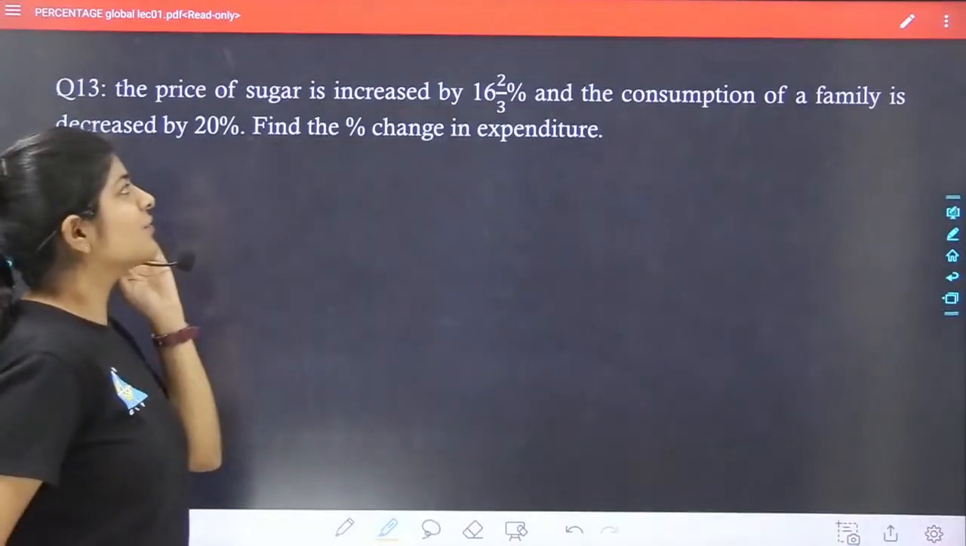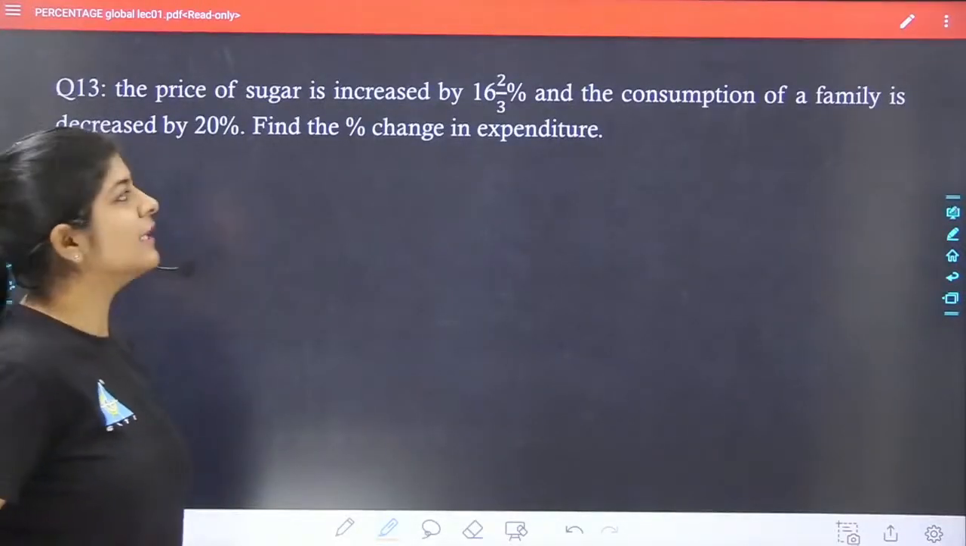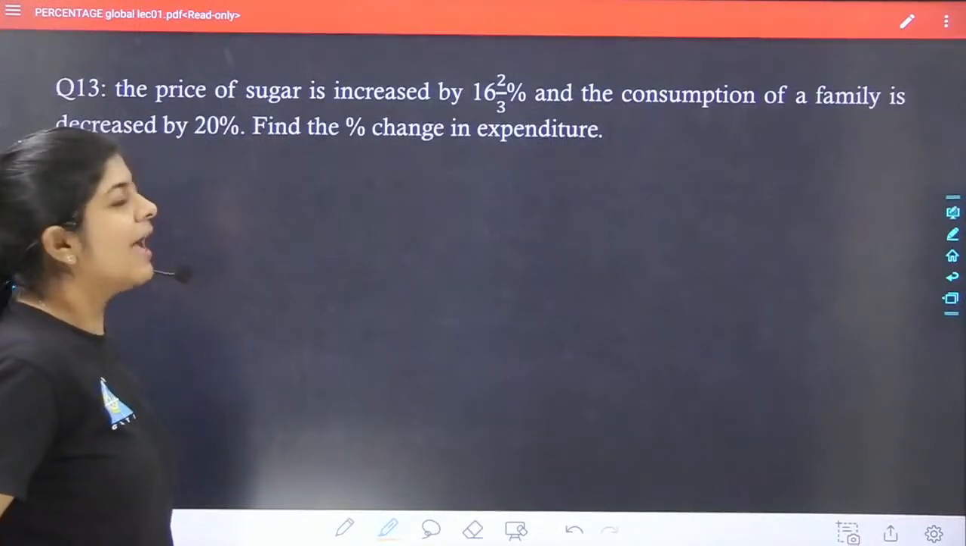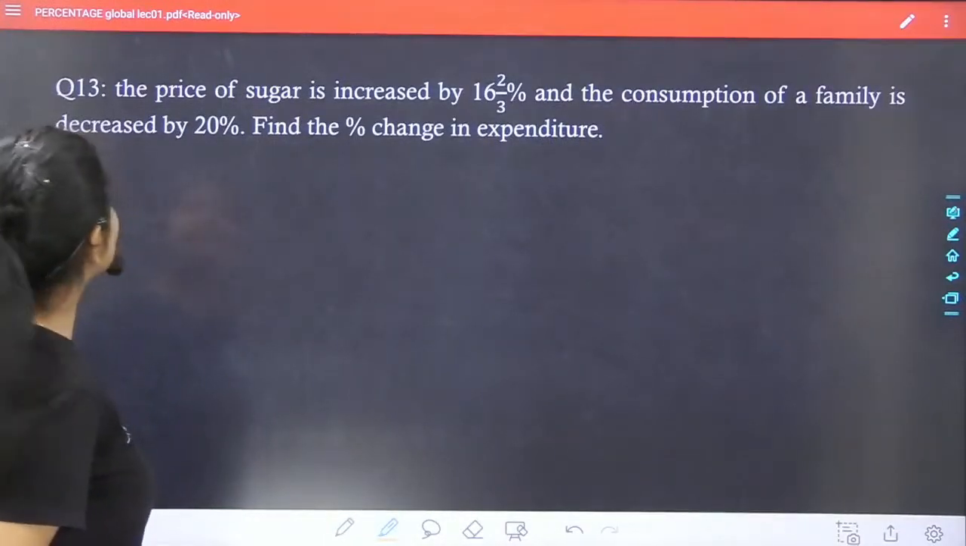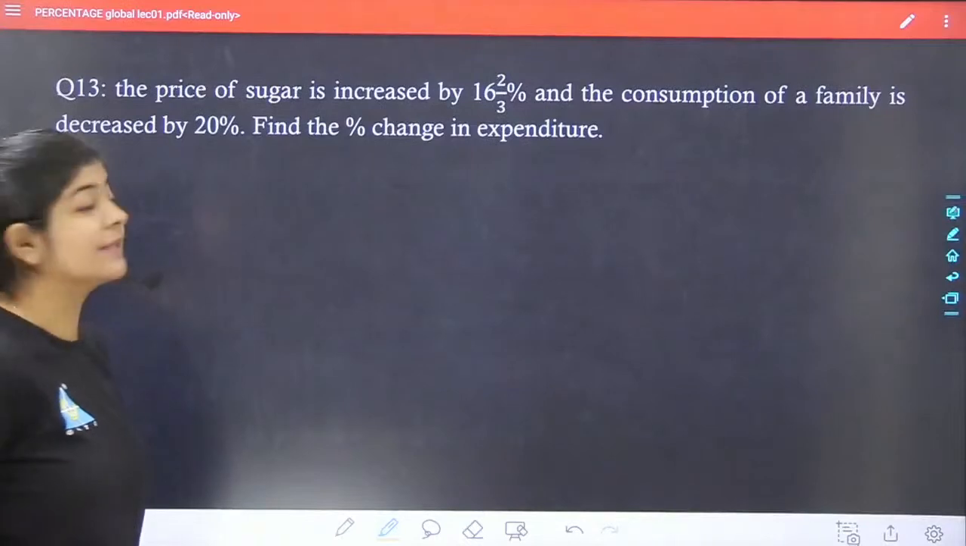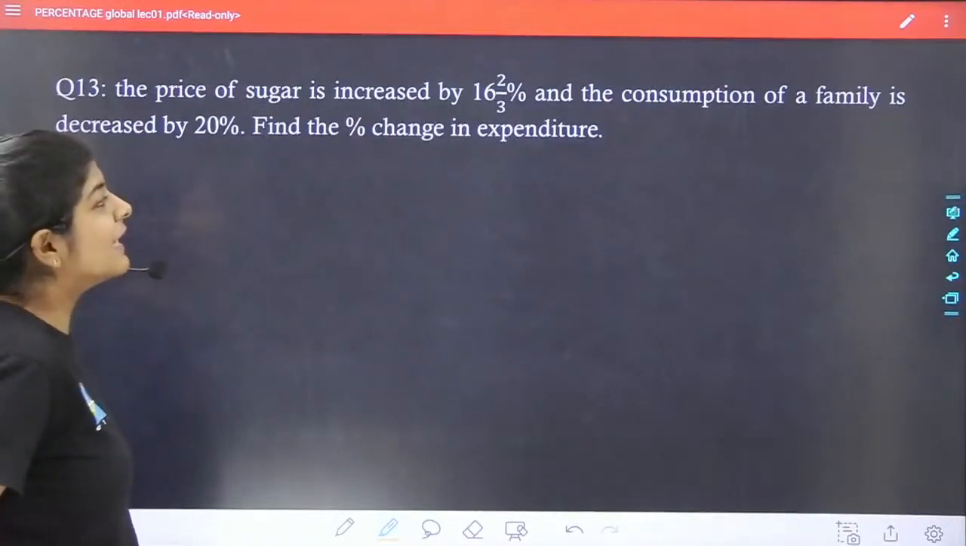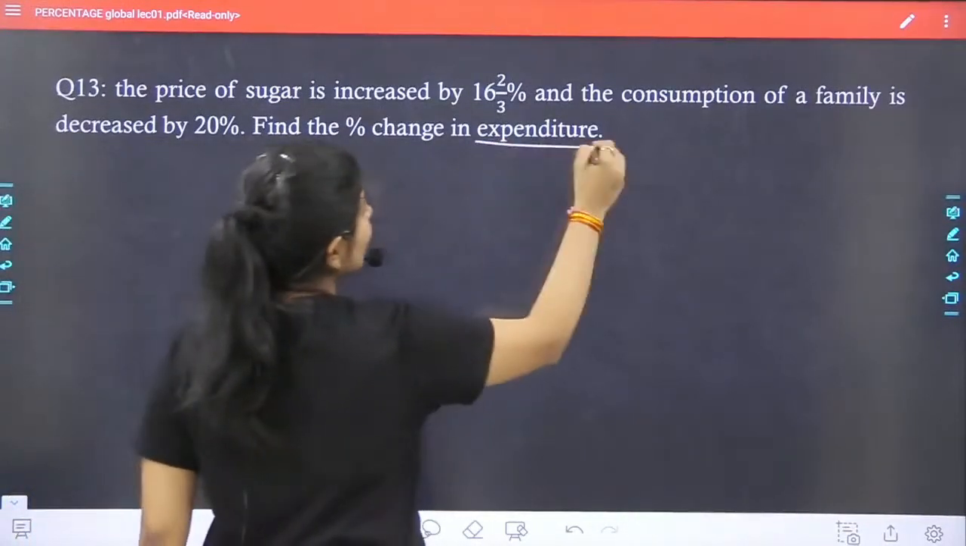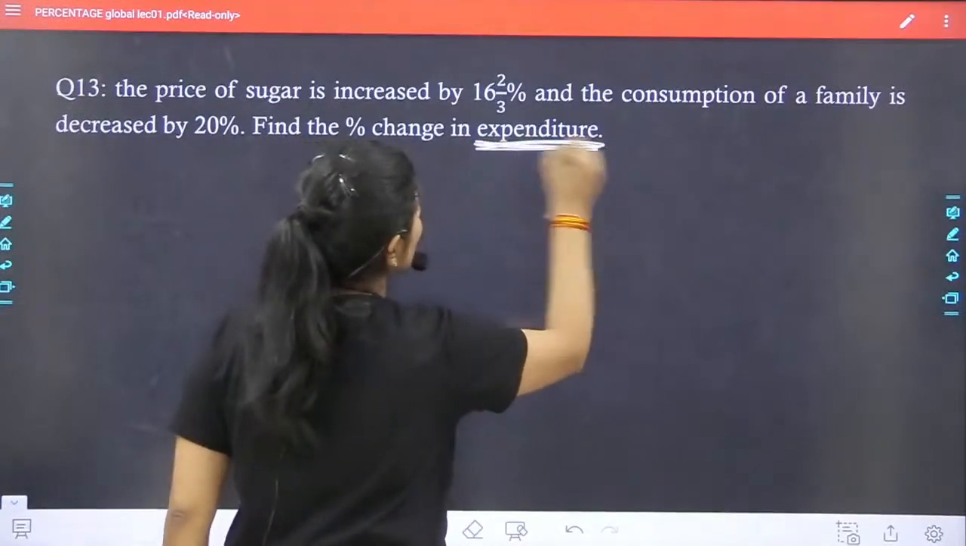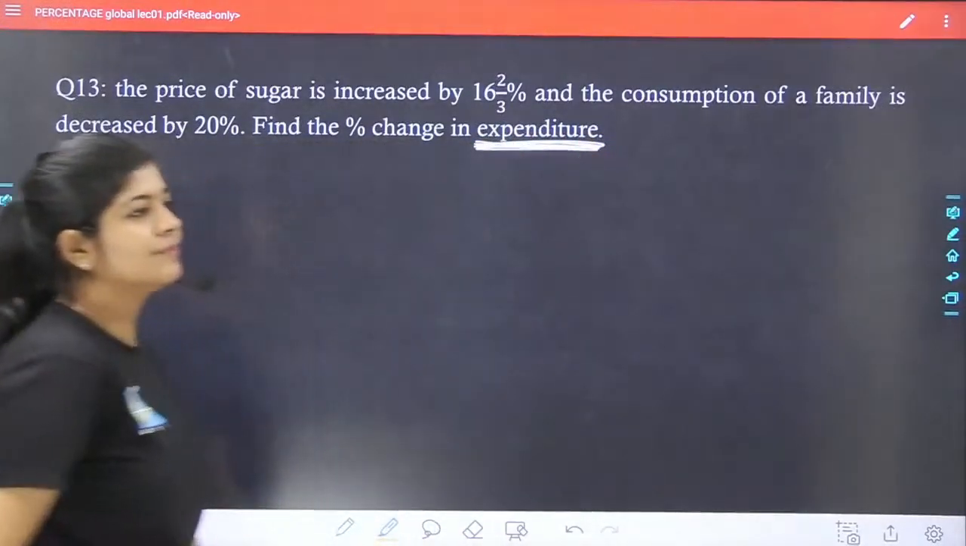The price of sugar is increased by 16 2 by 3%, and the consumption of a family is decreased by 20%. Find the percentage change in expenditure. We have to calculate the percentage change in what? In expenditure.